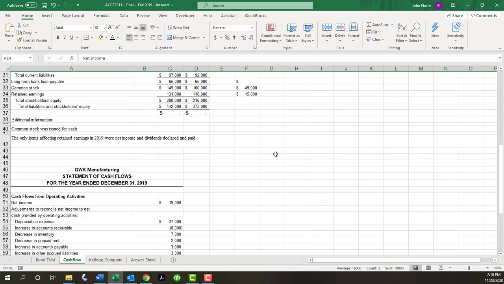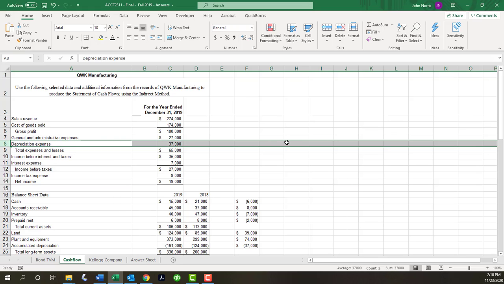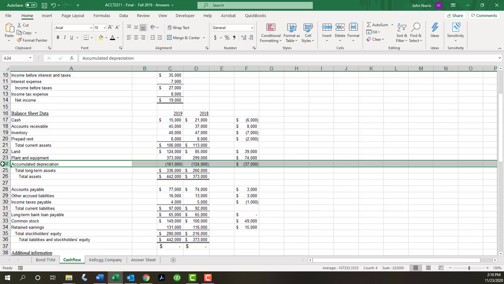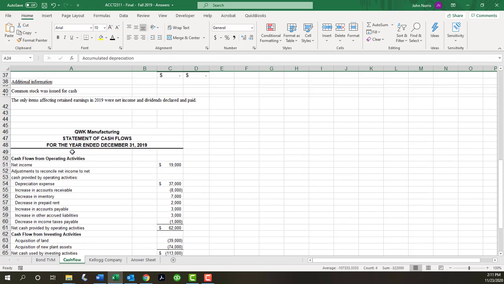The first one is depreciation expense. Depreciation expense is $37,000, and that is also confirmed by the increase in accumulated depreciation on the balance sheet. So that's a non-cash item, so we're going to add that back. Depreciation lowered net income, so we're going to increase net income by that amount.